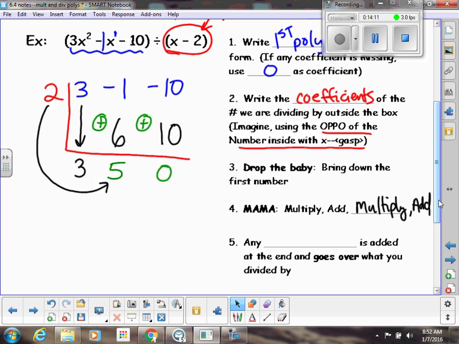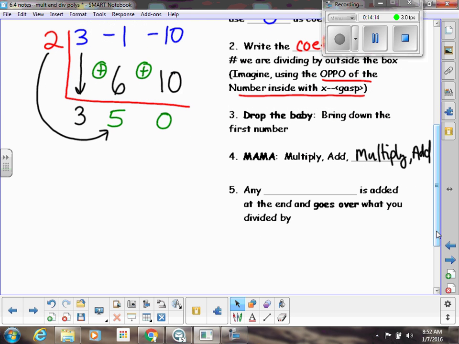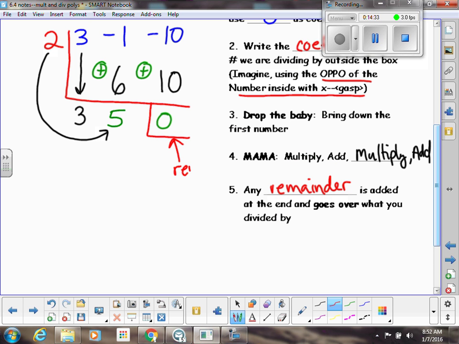So what does all this mean? What do these numbers mean? Well, any remainder is added at the end and goes over what you divided by. So how do we know which of these numbers is a remainder? This last number, I always like to put a box around it. That's always the remainder. And then I like to work backwards from there.